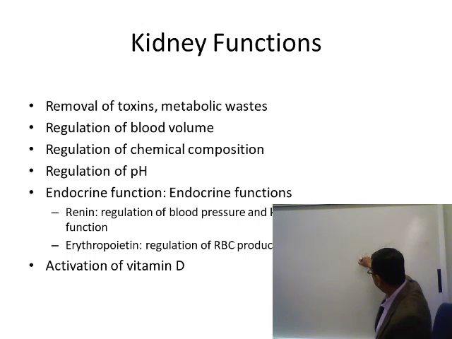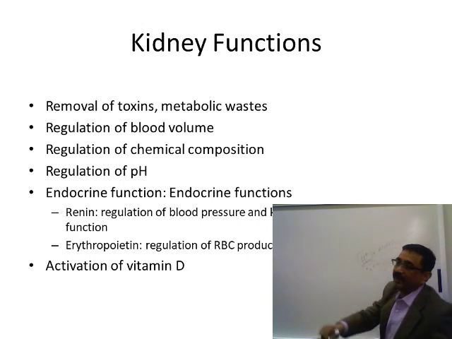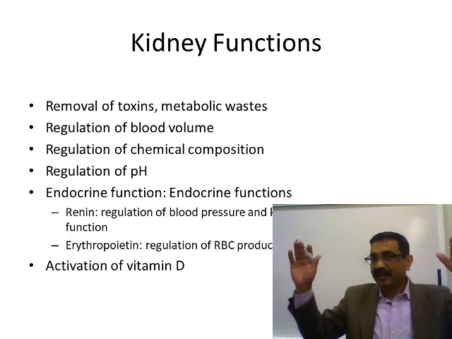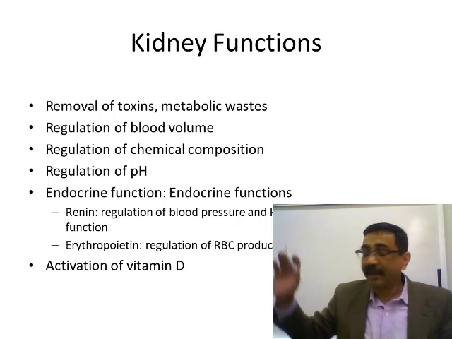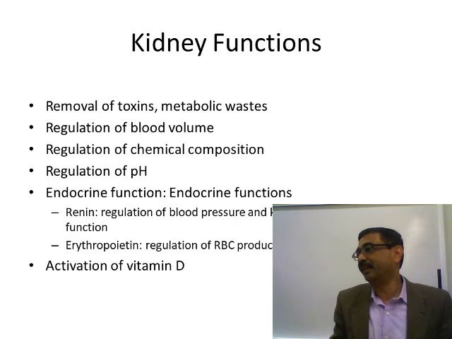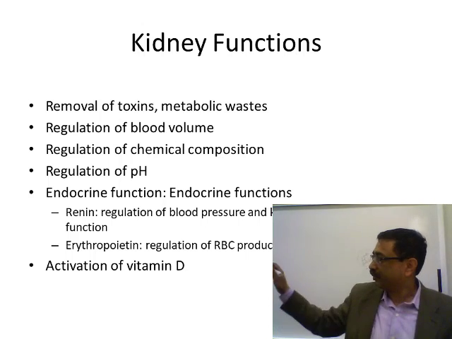Hydrogen ion concentration more means acidic, means less pH. You know that pH low means acidic. So, not only regulation of chemical concentration. By regulating the concentration of hydrogen ion, your kidneys regulate the pH, which is very important.